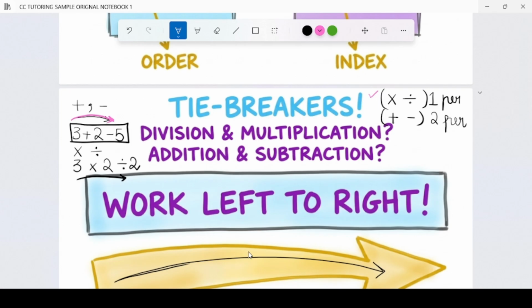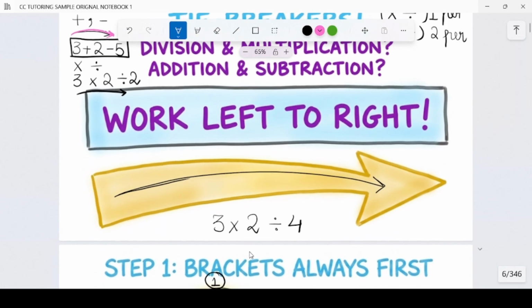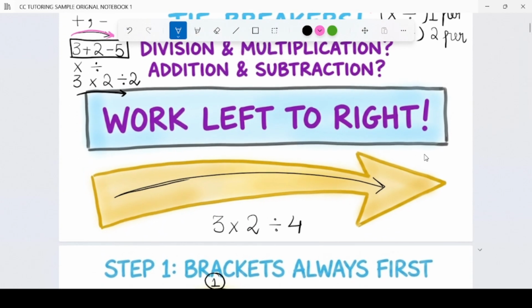But in some cases, when there are only plus and minus, for example, I'll give you a few examples: 3 plus 2 minus 5. No, we don't have to think about board mass. We'll just solve it from left to right. In another case, I'll write it over here: 3 multiplied by 2 divided by 4. Now, according to board mass, like D, M, A, S, we don't have to solve division first. We'll just solve it from left to right.